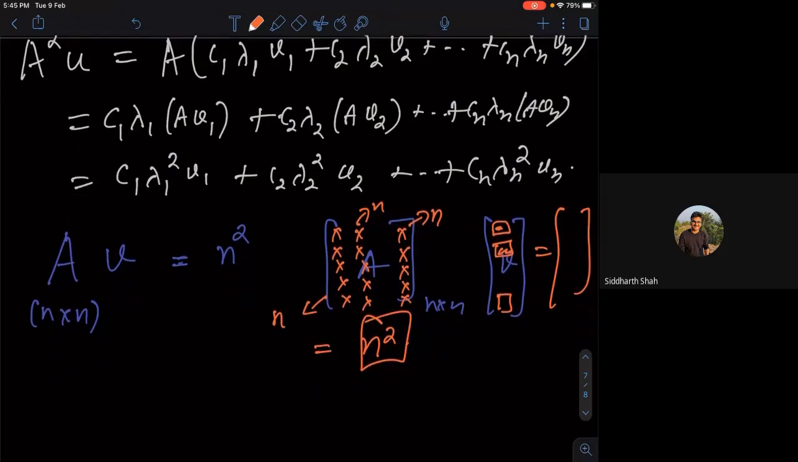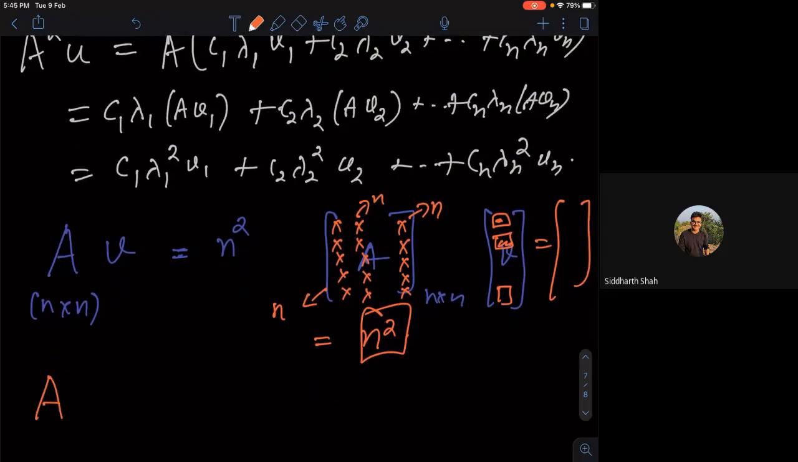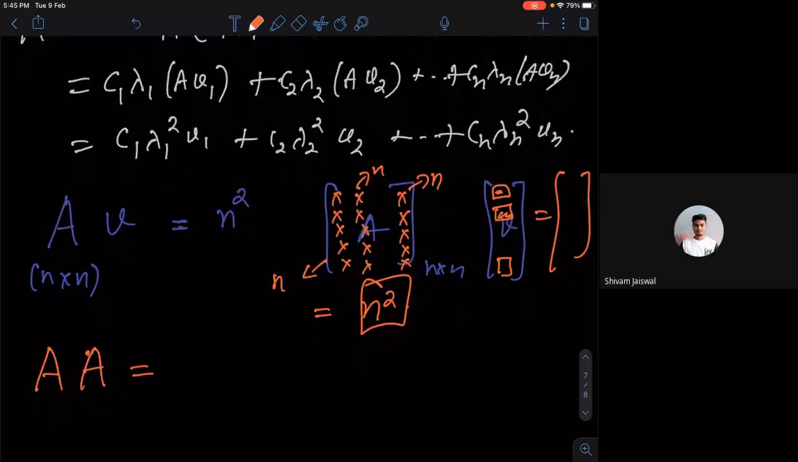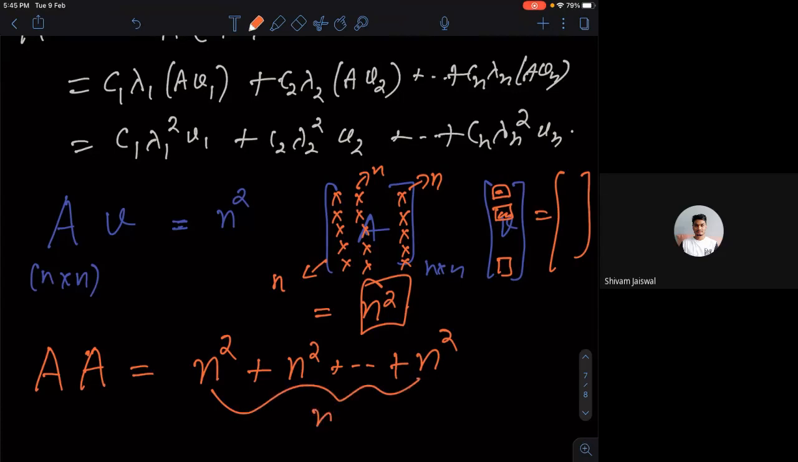Good. What about multiplying two matrices? Let's say A square, A. How many multiplications? N cube. Why? Now you have n columns. If I multiply the first column with A, it gives me n square multiplication. Second column gives me n square multiplication. Similarly, n of them. So this gives me n cube multiplication.